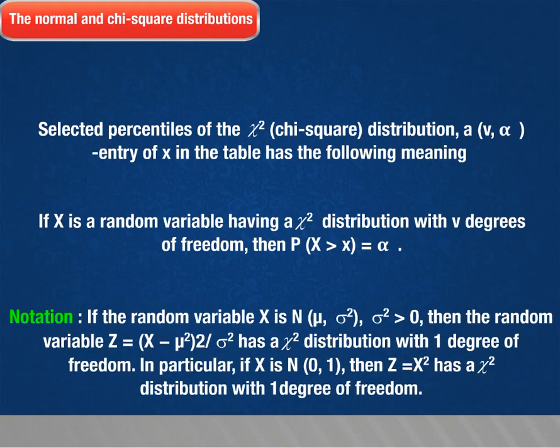Notation: if the random variable X is N of mu, sigma square with sigma square greater than 0, then the random variable Z is equal to (X minus mu) square divided by sigma square has a chi-square distribution with 1 degree of freedom. In particular, if X is N of 0, 1, then Z is equal to X square has a chi-square distribution with 1 degree of freedom.